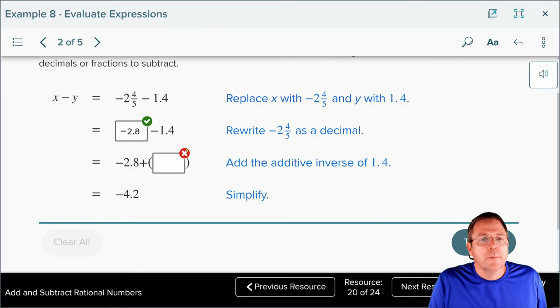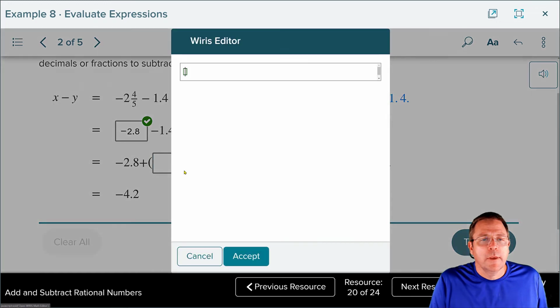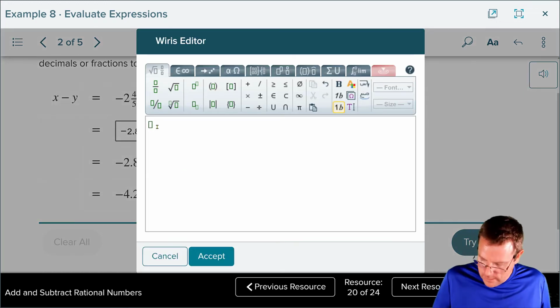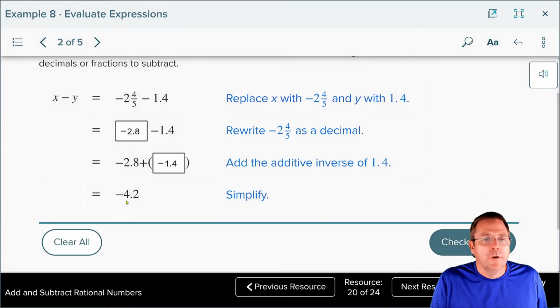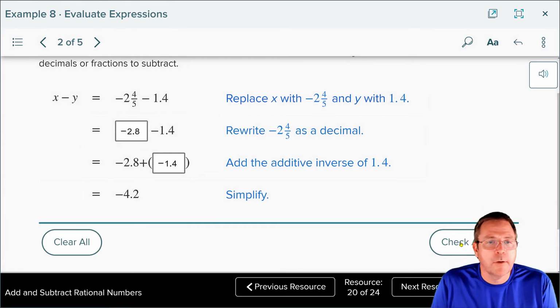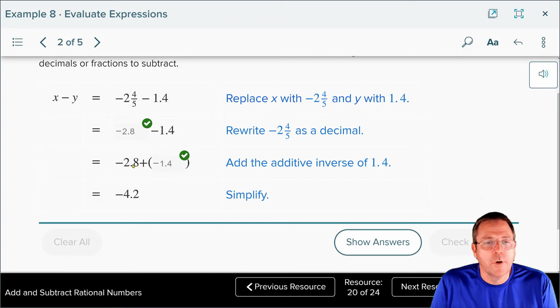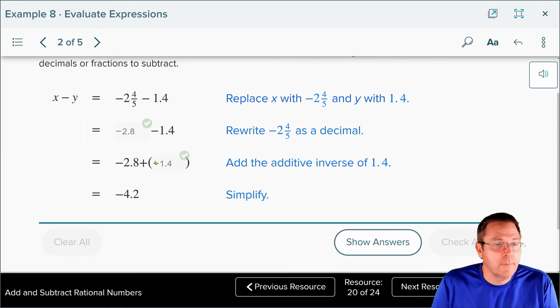And so let me go here. Negative 2.8 plus negative 1.4. When you do that, you get the final answer of negative 4.2, because signs are the same, find the sum, and keep the negative sign.